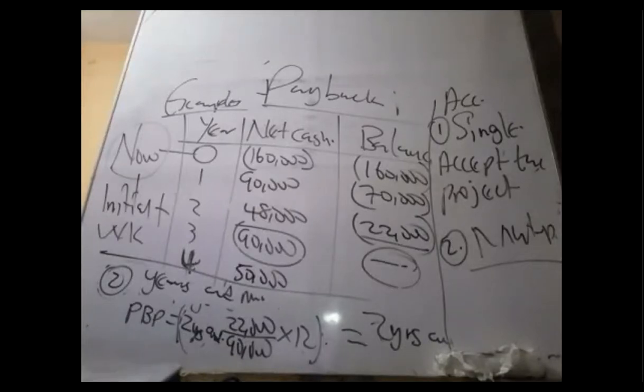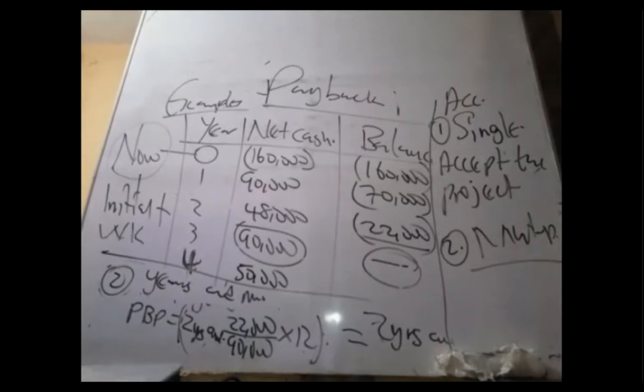Then let's go to advantage number 3. Payback can be used to eliminate projects that will take too long to pay back. So payback helps you do what? Eliminate projects that take too long to pay back. That is all. Now let's go to the challenges that we have.